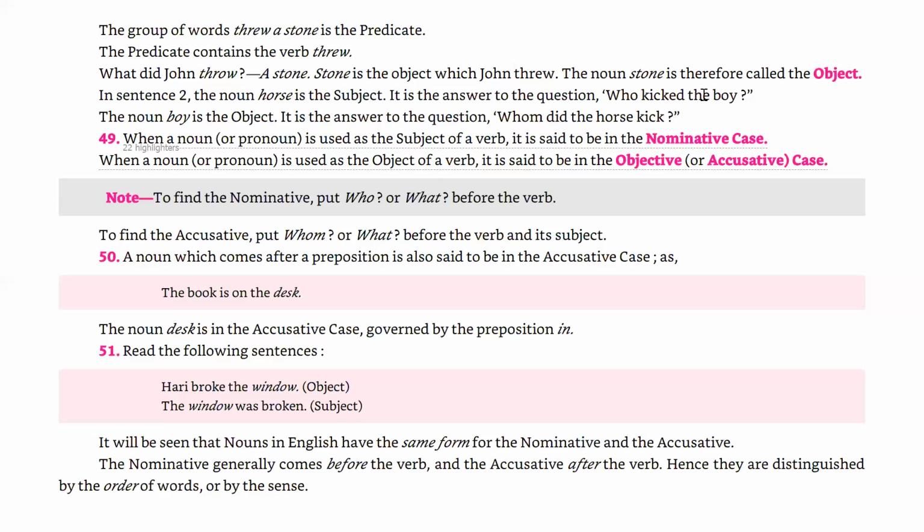Read some sentences. Hari broke the window, the window was broken. In Hari broke the window, window is the object, while in the window was broken, the window is the subject. It will be seen that nouns in English have the same form for nominative and accusative. Now let us proceed.